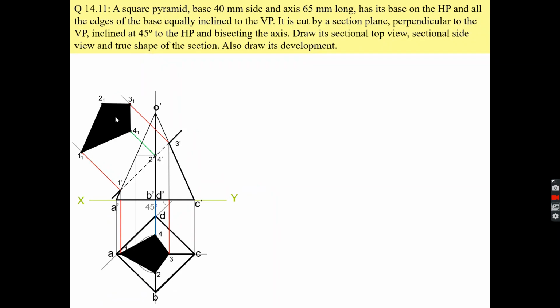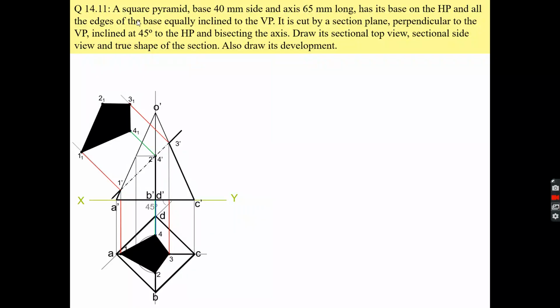So the front view, top view, side view, and the true shape are completed. Now I am drawing the development part. So as I did in the previous question, I will draw the development of the whole solid first.